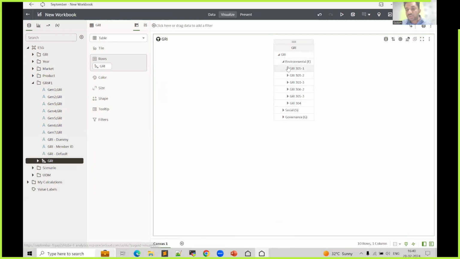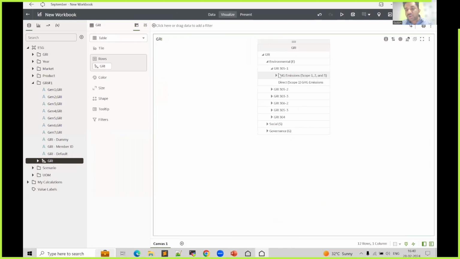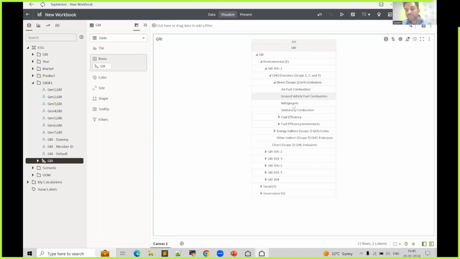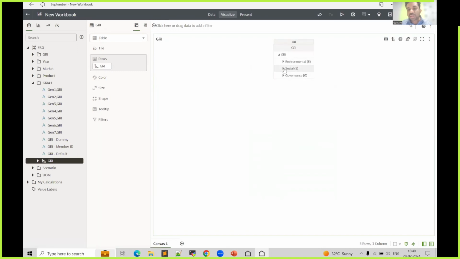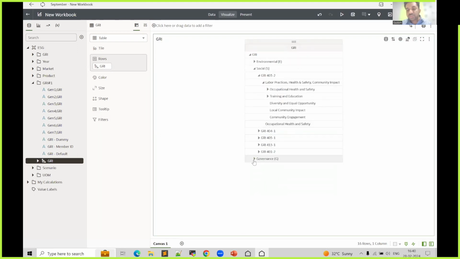So I can drill down through my environment. I can drill down into my energy emissions, my direct emissions and indirect emissions. So if I expand my direct emission, I get the inner details of all these aspects. And similar to environmental, I can drill down into my social side of it. It will have its own GRI metrics. Similarly, I will also have the governance side of it, and it will have its own metrics as well.